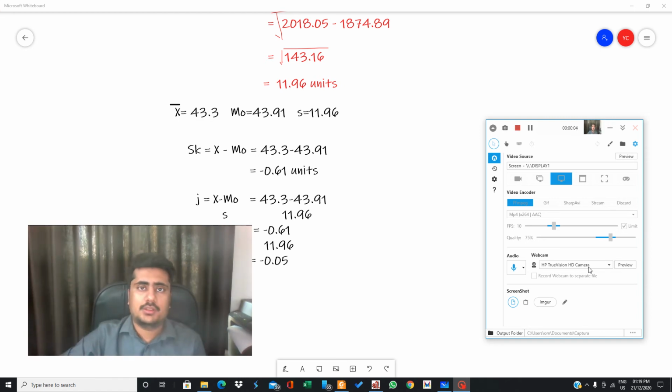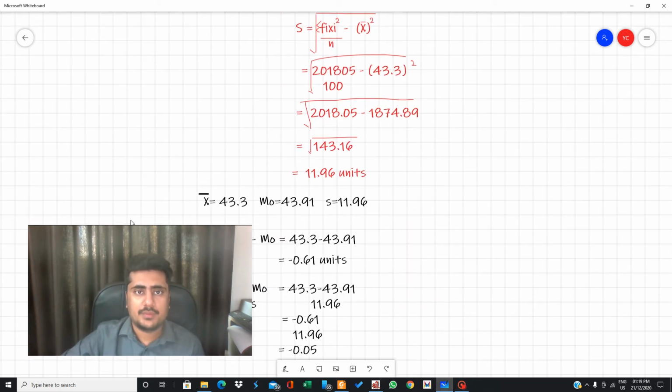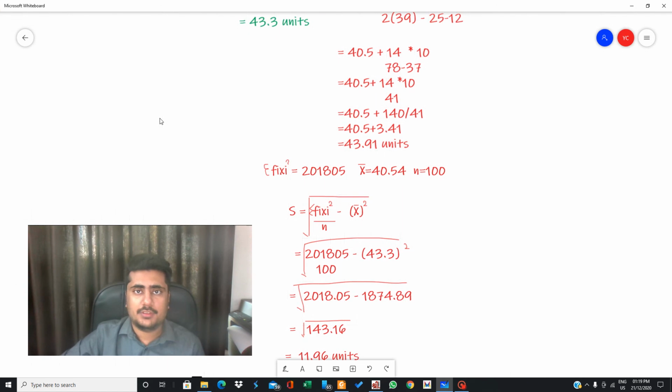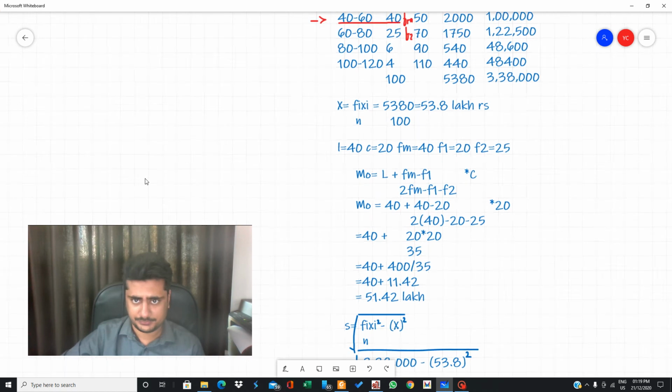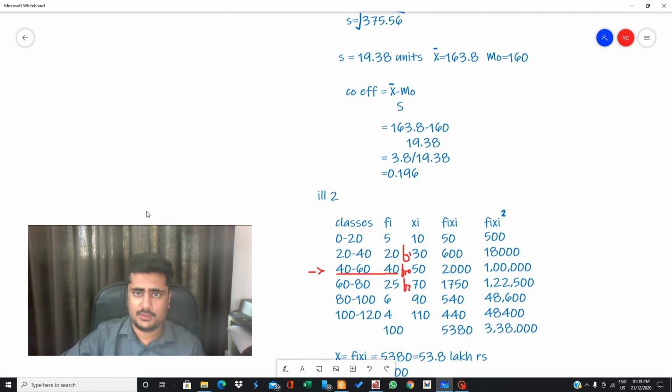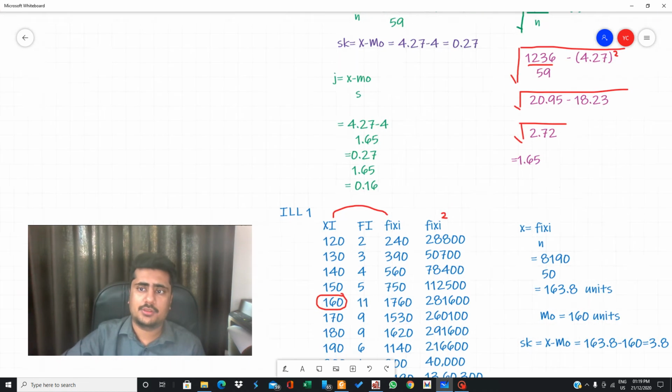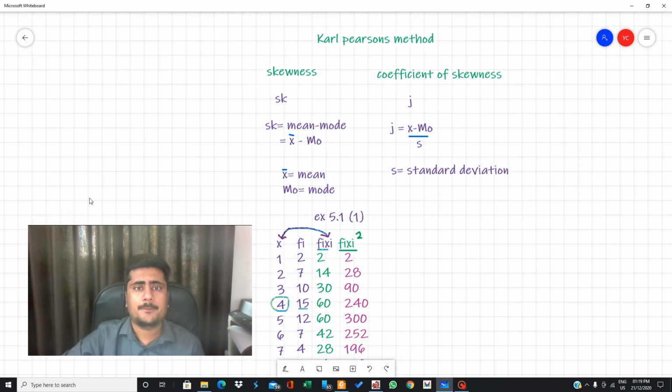So, my name is Yogesh, and we are doing standard 11th statistics. We are doing chapter number 5 currently, and in chapter number 5, we are doing the skewness and its coefficient. We have done so many sums in this particular method, skewness and its coefficient.